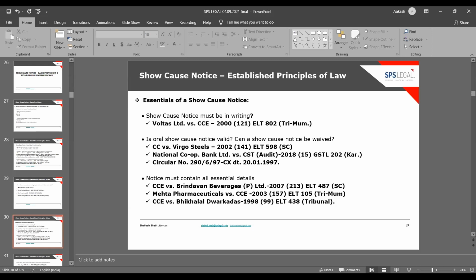A notice must contain all the details. One of the most important and celebrated judgments, which has been a guiding searchlight for all these years, is of the Supreme Court in Vrindavan Beverages. In Vrindavan Beverages, if I were to quote the Supreme Court's exact wording, the court says, the show cause notice is the foundation on which the department has to build up its case. Friends, let me repeat this. The show cause notice is the foundation on which the department has to build its case.